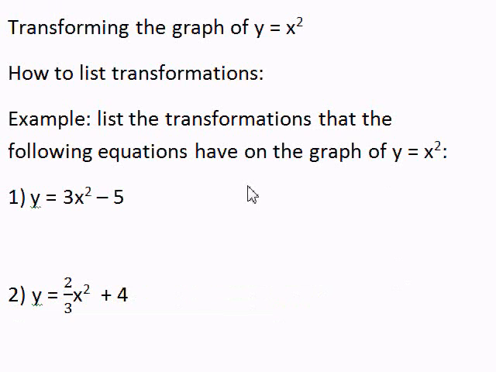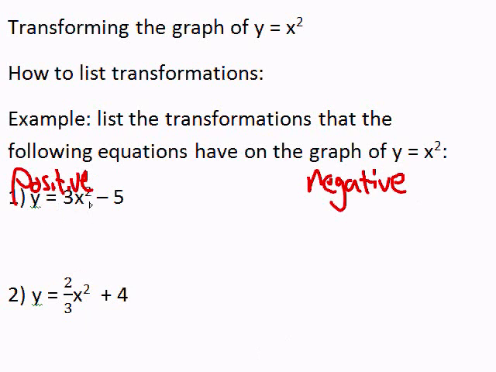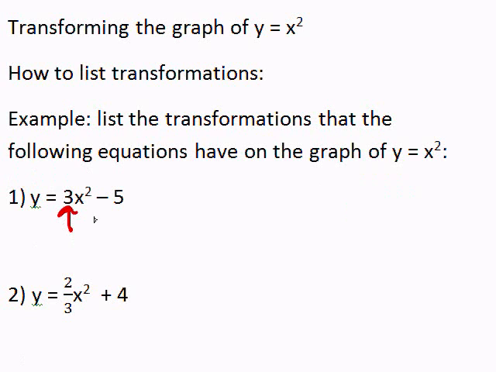Let's take a look at a couple of examples where we're going to have to list the transformations. So we're going to list the transformations that the following equations would have on the graph of y equals x squared. Let's take a look. y equals 3x squared minus 5. Now notice we have two things going on here. We have the 3 and we have the minus 5. We always list them in PEMDAS order, so we list our multiplication, division first, and then our subtraction or addition.